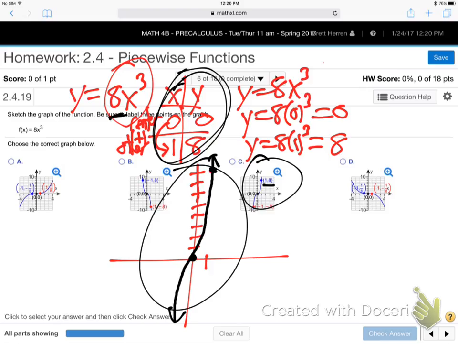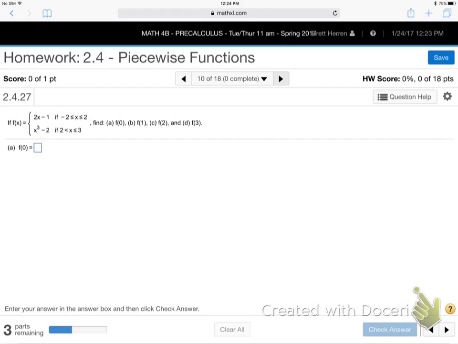All right, so what did that 8 do? It made it go up 8 times as fast. That 8 was a stretching effect, is what it was. It made it go up 8 times as fast. And this is the one that's more helpful to people.